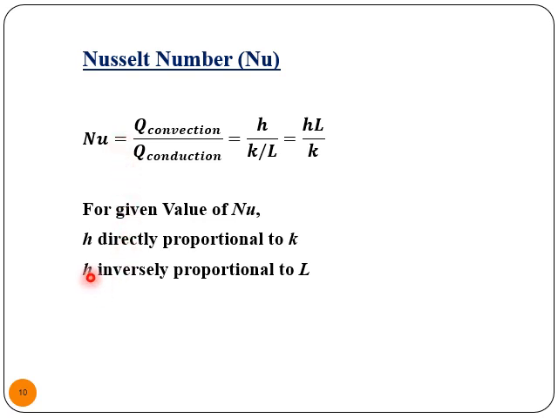Similarly, the heat transfer coefficient is inversely proportional to the characteristic length. So these are some of the things which are related to forced convection. So Nusselt number, Prandtl number, and the Reynolds number, they are the dimensionless numbers which are used in forced convection.